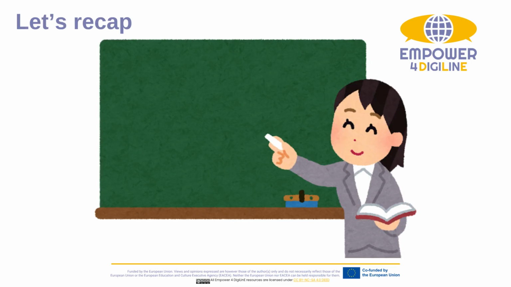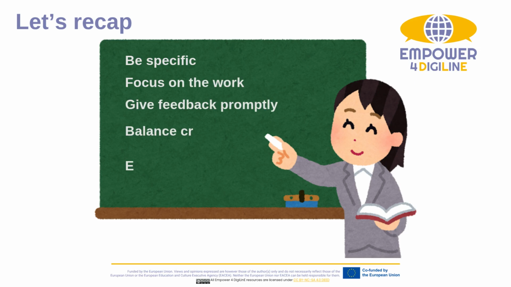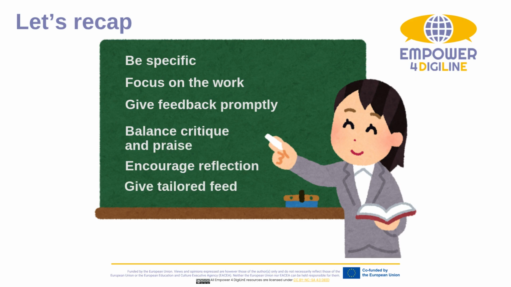Let's recap the 6 tips for effective feedback. Be specific and clear. Focus on the work, not the student. Give feedback promptly. Balance positives with improvement. Encourage student reflection. Tailor feedback to their needs. And remember, feedback isn't just correction, but also connection. Done well, it helps your students feel seen, supported, and ready to grow.